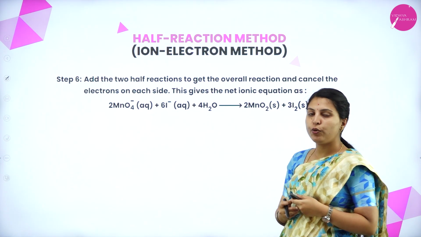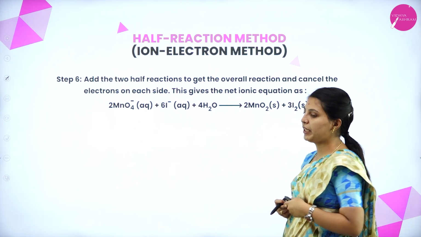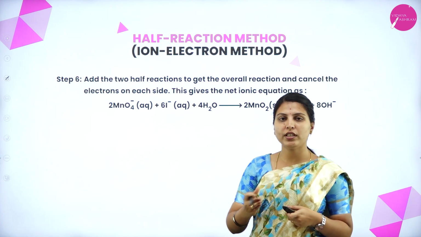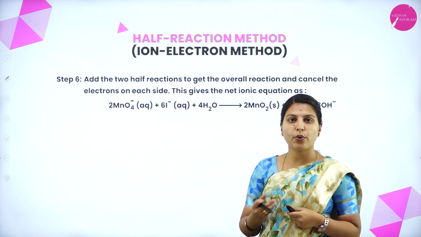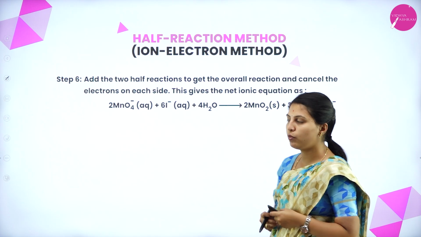This is how you have to balance the redox reaction by using the half reaction method or ion electron method. Both ways are very simple. So don't get confused, practice whatever they have given in your textbook examples itself. It is more than enough.